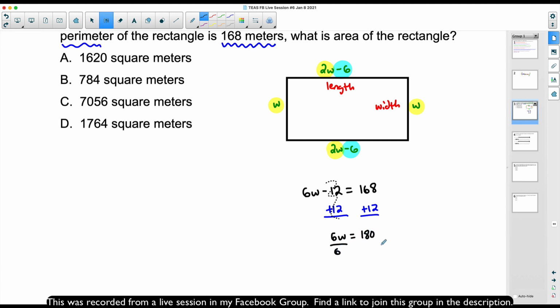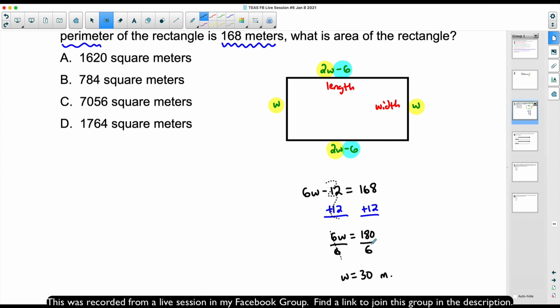And then if we divide by 6, because we're trying to get W by itself, we get a width, a W, that is equal to 30. And this is 30 meters, but you don't have to worry about the measurement. So that is our width.